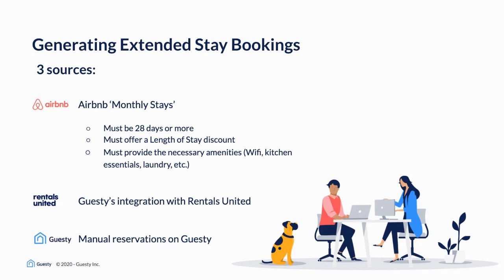And the last thing you'll need to do is provide the necessary amenities like kitchen, Wi-Fi, washing machine, and essentials like bed linens, pillows, towels, and check them off on your listing pages to make sure that it's also conveyed to your guests. And that's basically all you need to do to qualify for Airbnb's monthly stays.